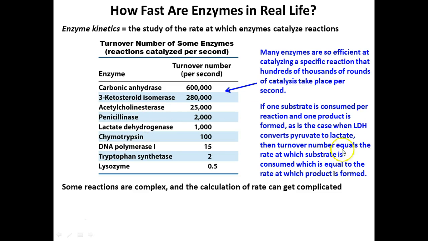metabolism. The turnover number equals the rate at which the substrate is consumed, which is equal to the rate at which the product is formed, right? So it's a balanced situation. Some of these reactions are very complex, right?